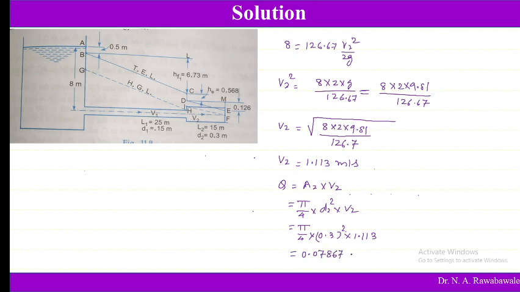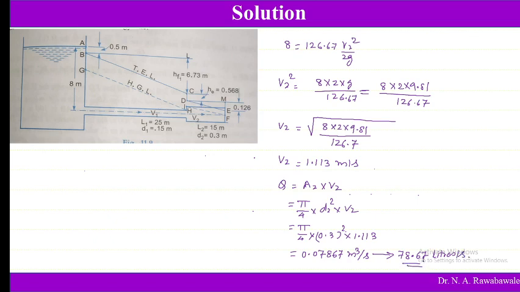So discharge we are going to get as 0.07867 meter cube per second. So this is the discharge, and if we want to convert it into liters, multiplying it by 1000, it will be 78.67 liters per second. So this is the discharge.